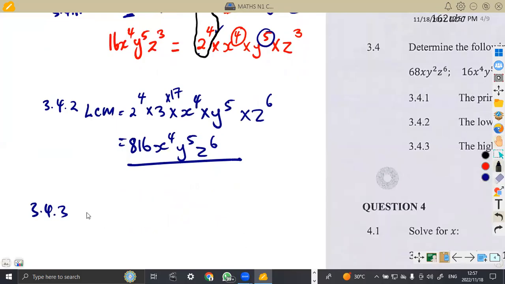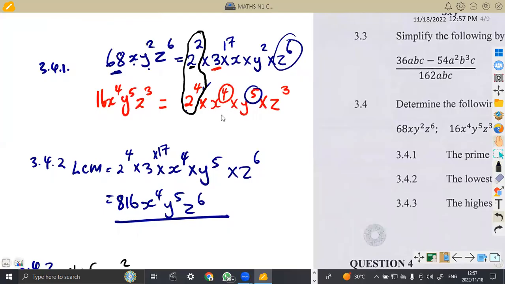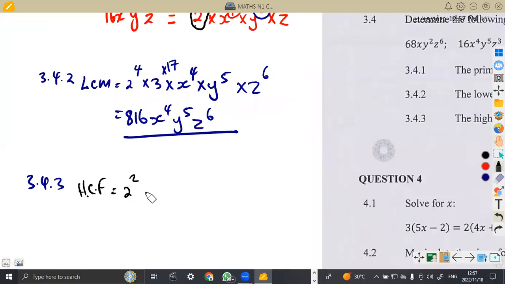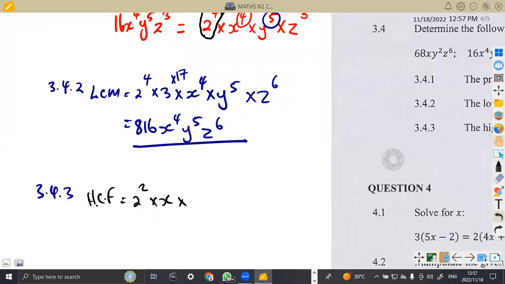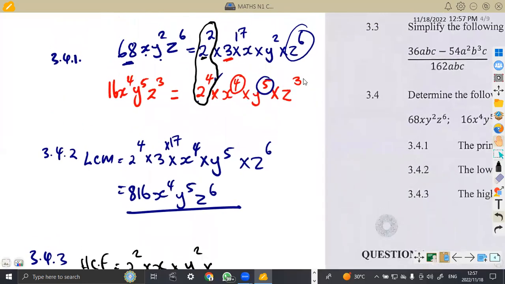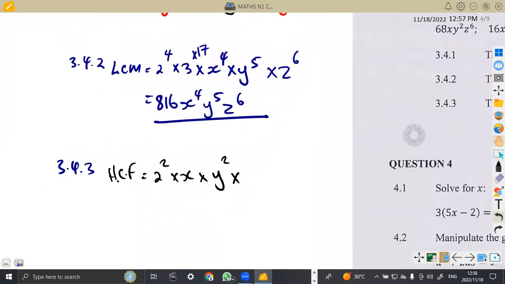So here we need the highest common factor, which is the HCF. So we've got 2 squared. We move on to x. Is x common? Yes, x is common. The one with the smallest exponent here is x. So we are going to multiply by x. We move on to y. We take the one with the smallest exponent, which is y squared. So we're going to multiply by y squared. We move on to z. The one with the smallest exponent is z to the exponent of 3. So we're going to multiply by z to the exponent of 3.